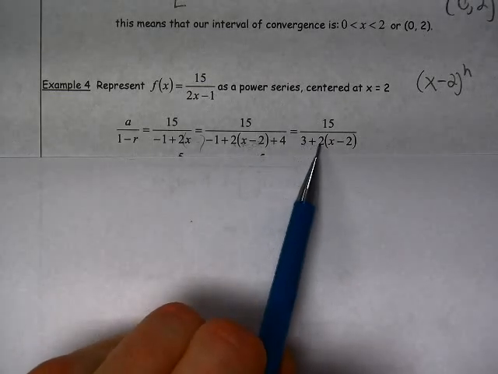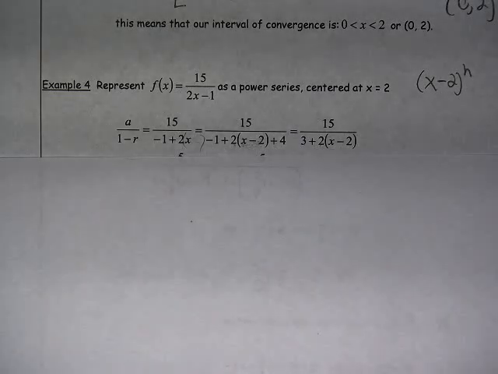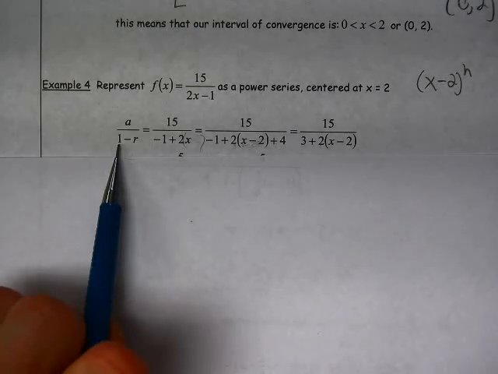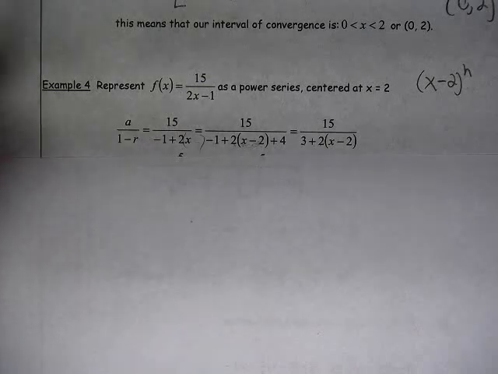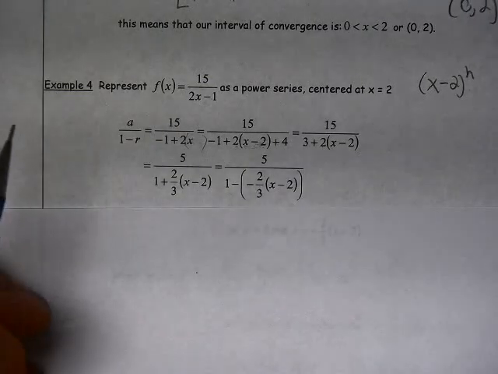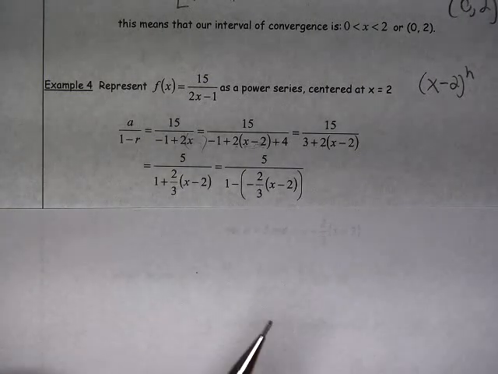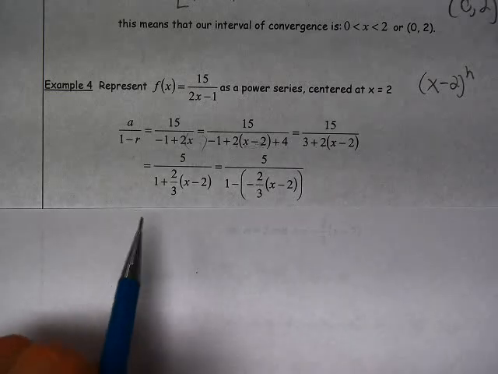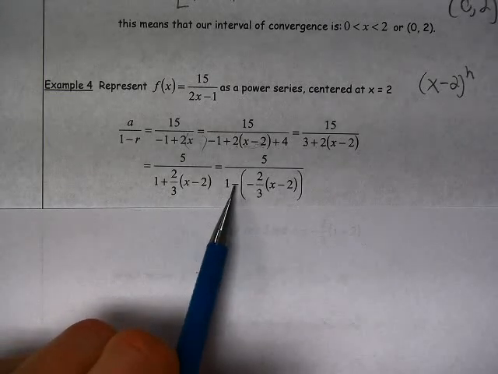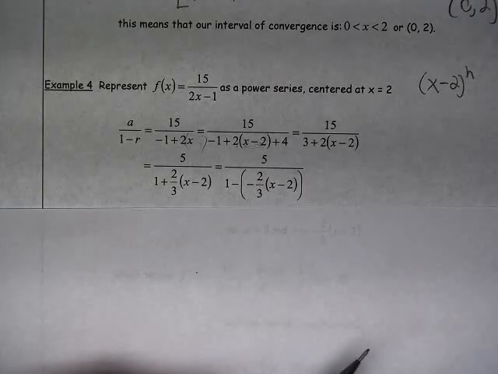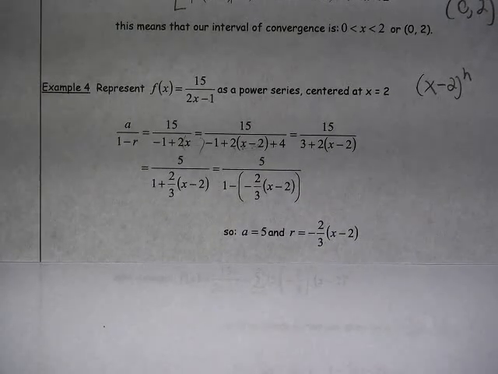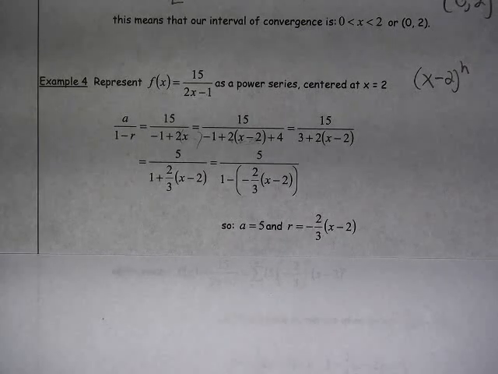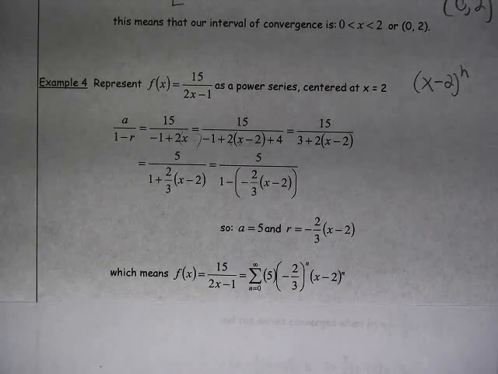I have 3 plus 2 times the quantity x minus 2 in my denominator, and that 15 is still in the numerator. Now, to get it in this form, I need a 1 here. So I'm going to divide everything by 3. And get this. And then I want it to be 1 minus my r, so it's going to be 1 minus a negative 2/3 x minus 2. Right? So a is 5. My r is negative 2/3 x minus 2.